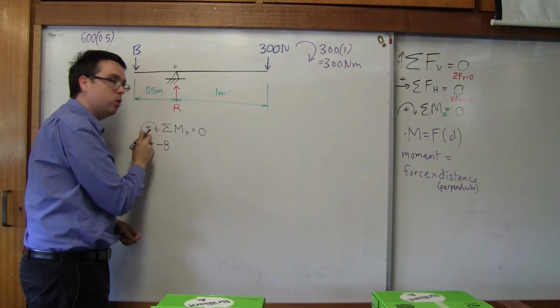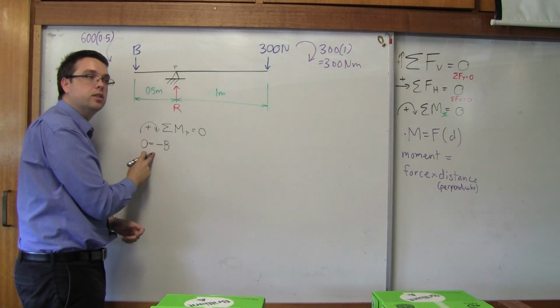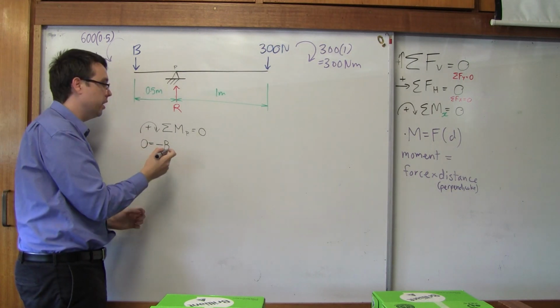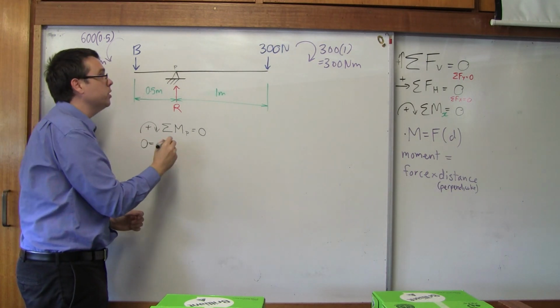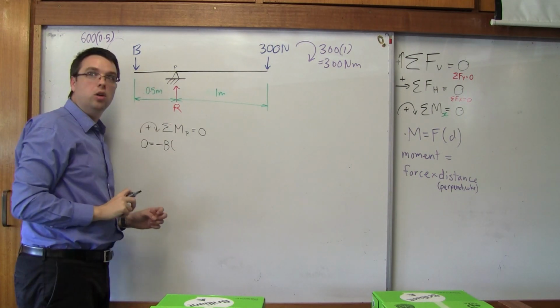Anti-clockwise. And we've said clockwise is positive, so we're going to leave this as negative, because it's anti-clockwise and anti-clockwise is negative. Okay, so it's B. What's the distance from B to P? 0.5 meters.